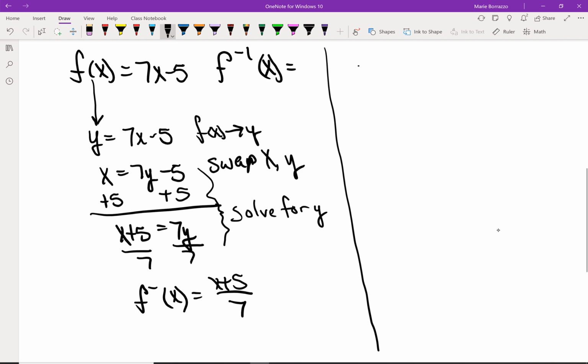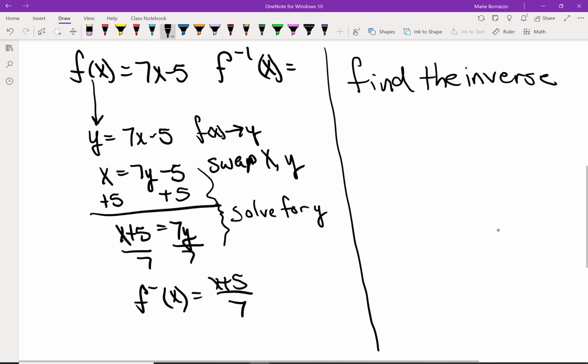So find the inverse of f of x is equal to 2x plus 7. I'll give you about a minute or two to try to solve it. I'll work it out with you and we'll go over the solution in 1 minute.